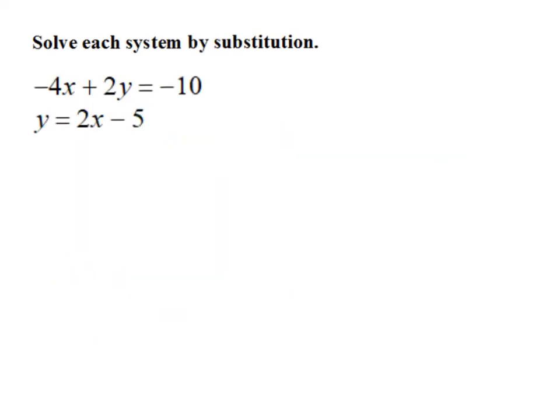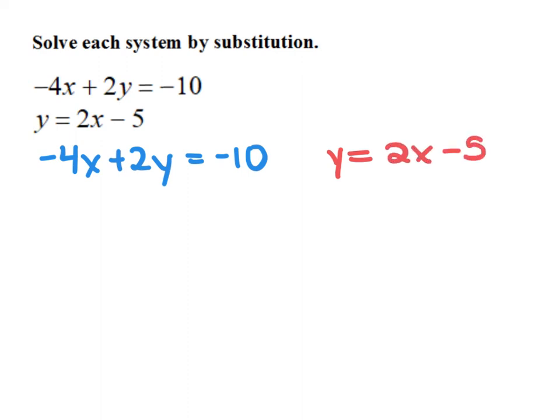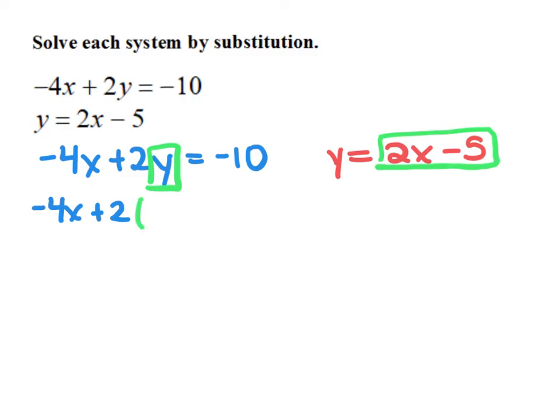Now, in this example, I'm again going to write out my two equations. So I have negative 4x plus 2y equals negative 10, and y equals 2x minus 5. So since y is by itself, I'm going to take this entire value of 2x minus 5 and substitute it for y in the other equation. So it'll become negative 4x plus 2 times the value of y, which is 2x minus 5, is equal to negative 10.